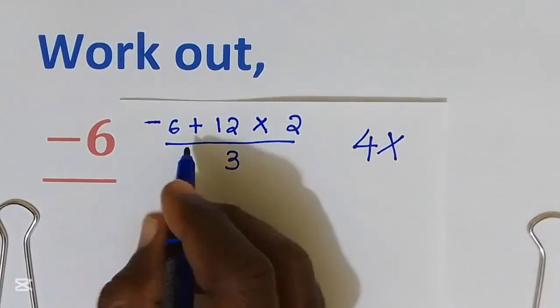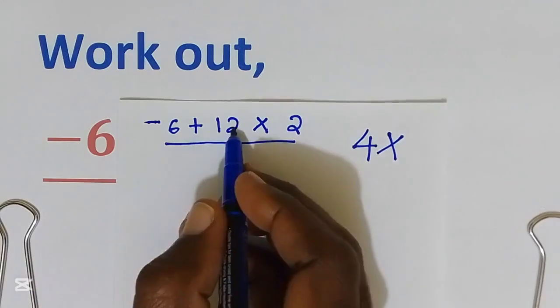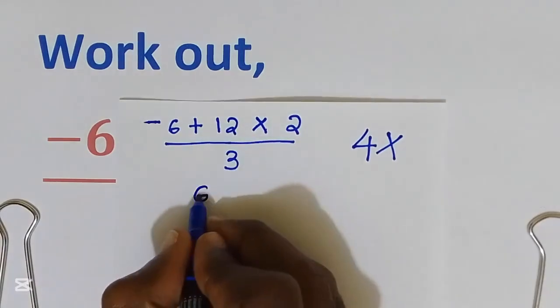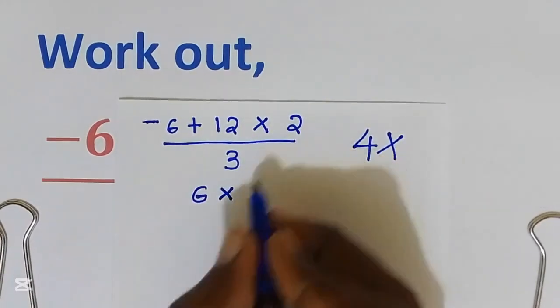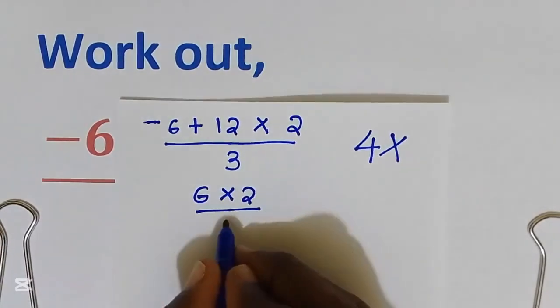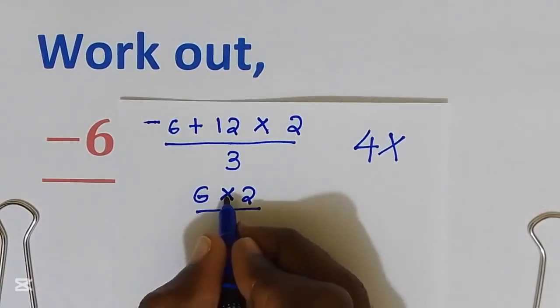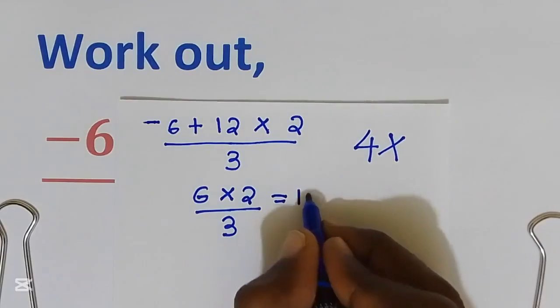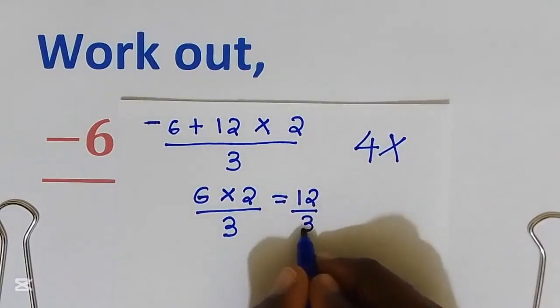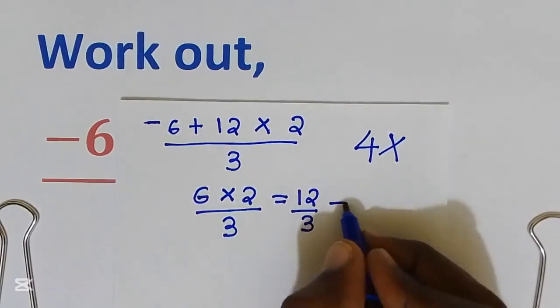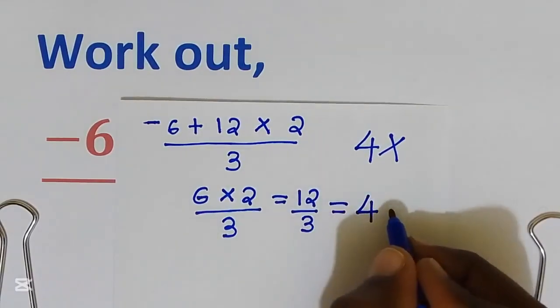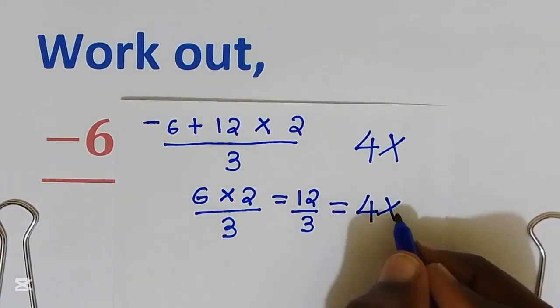They do it this way. They take minus 6 plus 12, they get 6, multiplied by 2, divide by 3. 6 multiplied by 2, they get 12. 12 divided by 3, they get the answer equal to 4, which is wrong. Let us do it in the right way.